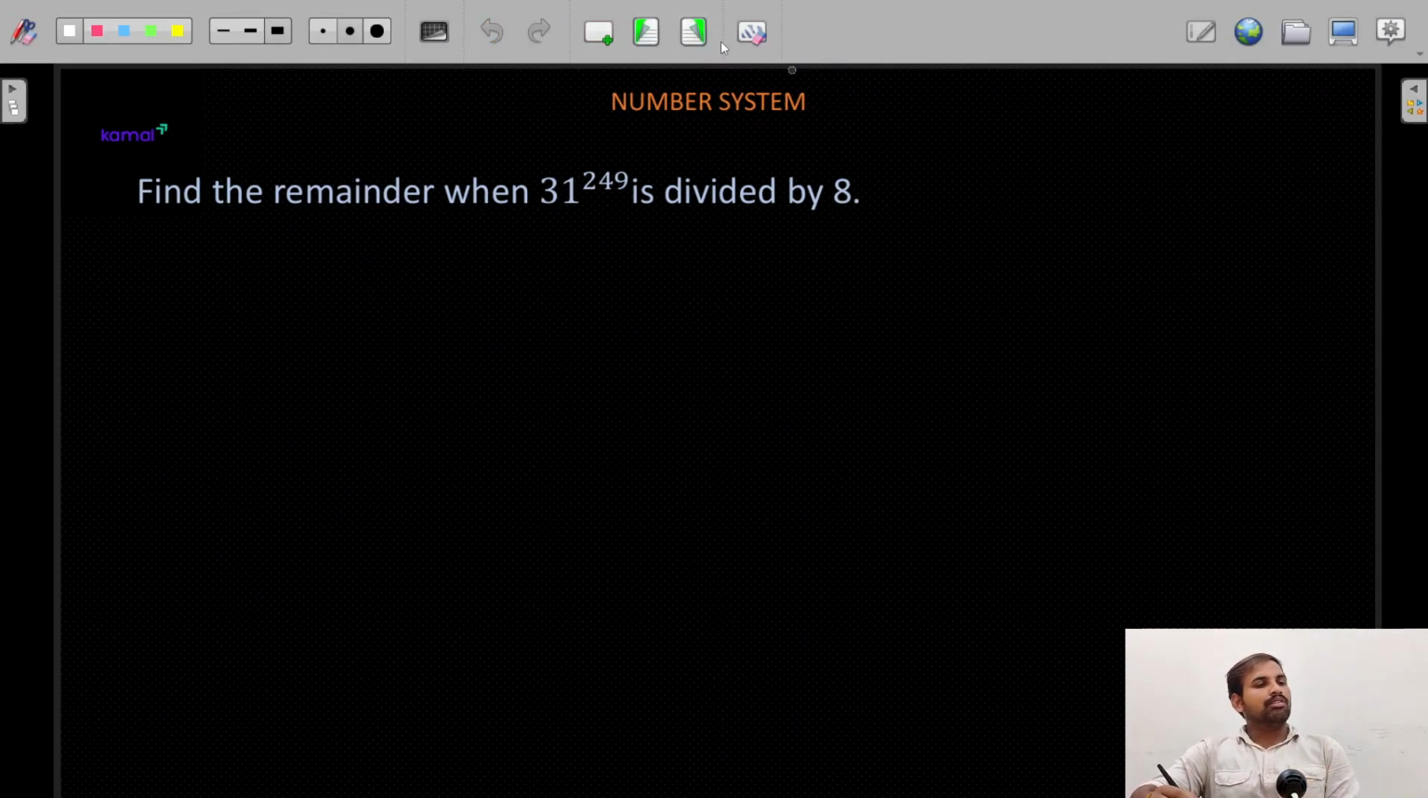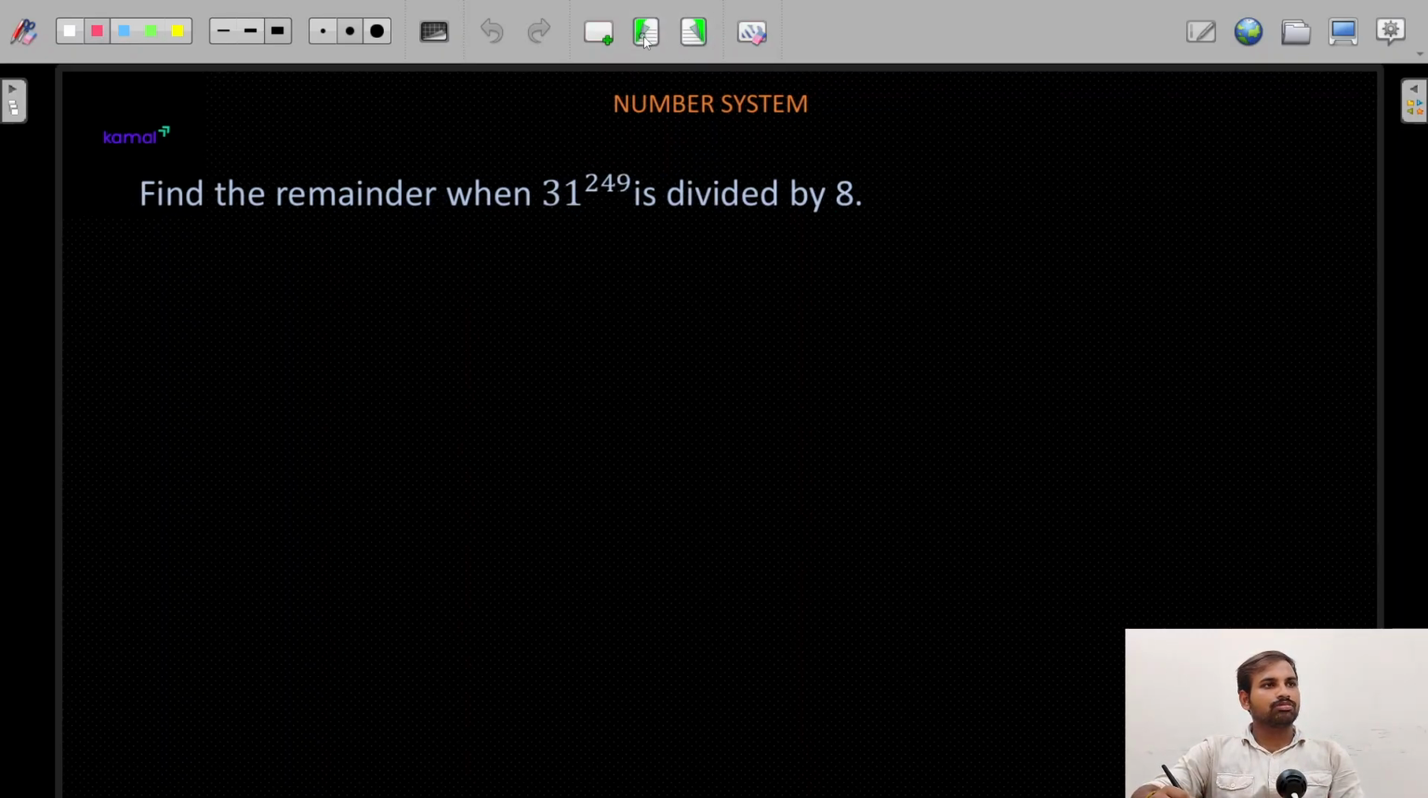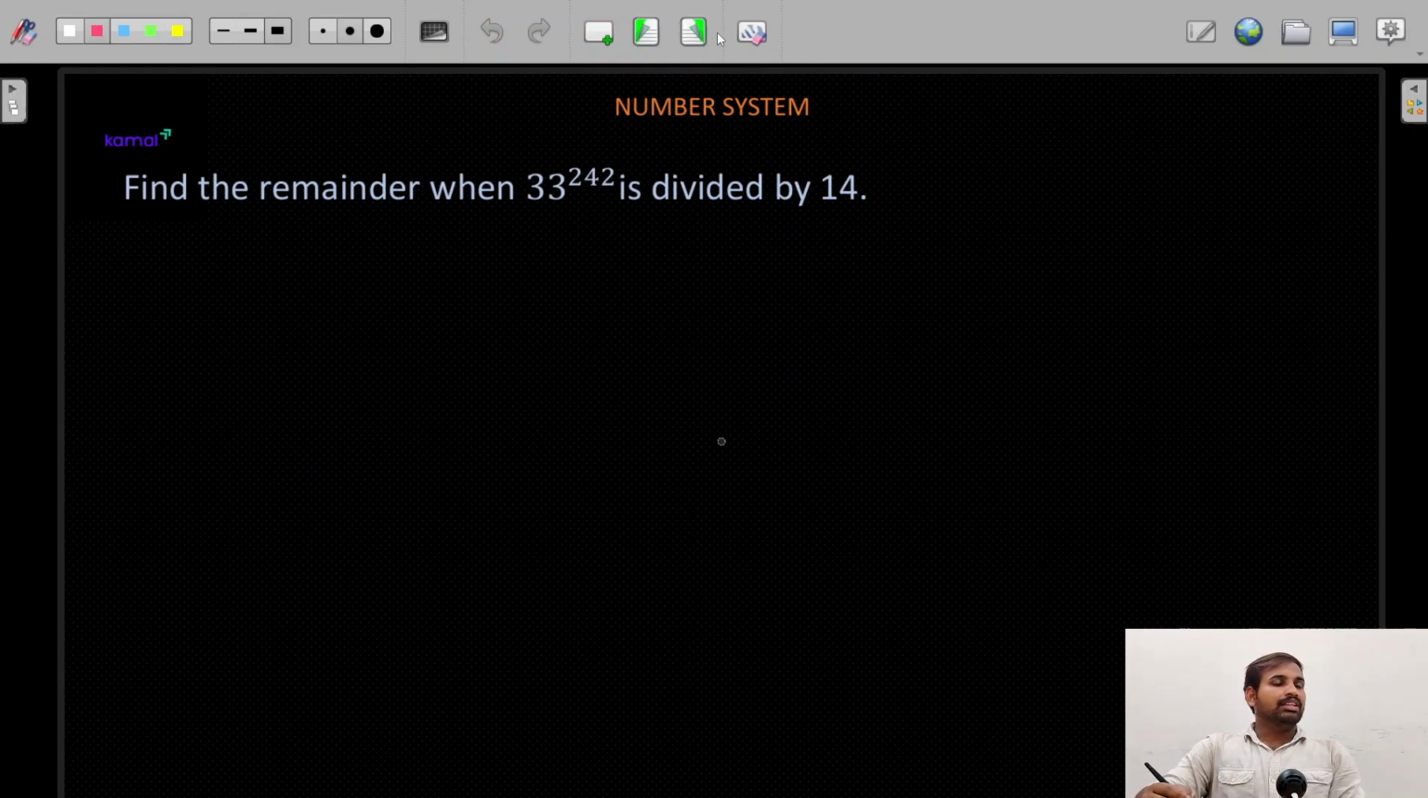Find the remainder when 31 power 249 is divisible by 8. So the same thing. Hope you can solve this question. I'm giving this to you guys to solve. So I'm going to solve the next question now. Find the remainder when 33 power 242 is divisible by 14.